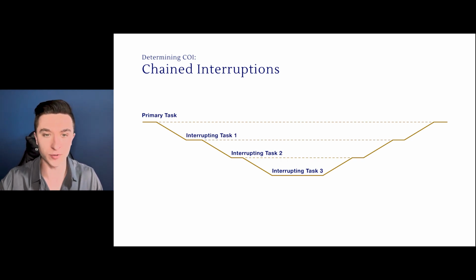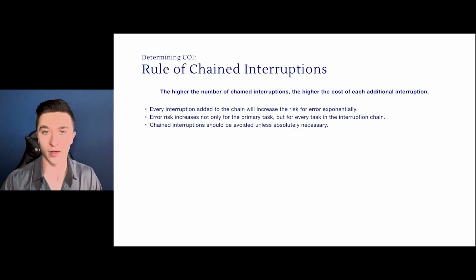In the case of chained interruptions, the increase in risk that occurs here is not linear as you may expect, and nor is it just contained to the primary task. This is where what we call the rule of chained interruptions comes in. The more times you allow yourself to be interrupted, the higher the cost of each interruption will be, right? So in fact, error risk increases exponentially with each additional interruption you take on for the primary task and for all interrupting tasks. Chained interruptions should therefore be completely avoided unless they are absolutely necessary. Try not to be interrupted if you've already been interrupted. Finish what you're doing at all costs.